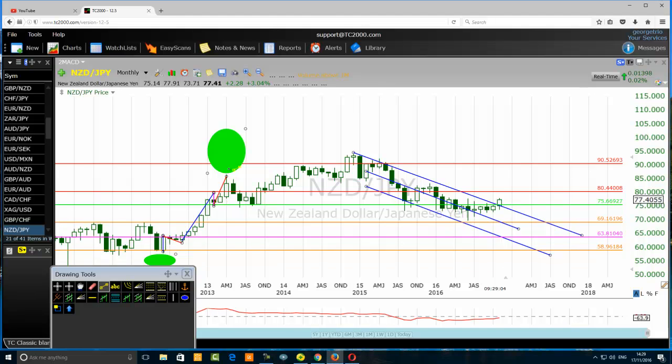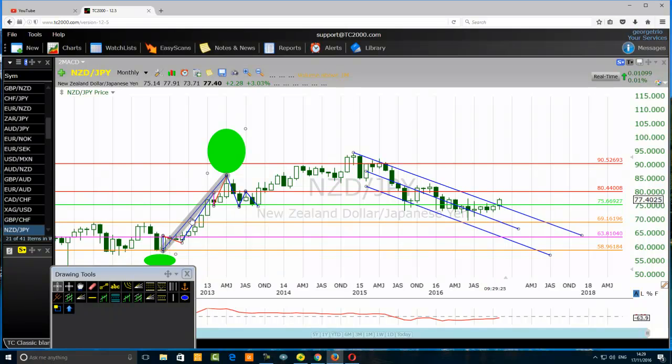1 2 3 4 5 wave. This is an impulse wave followed by a correction. You can see that this has also been subdivided into 3 waves. This is a corrective wave. This corrective wave is correcting this impulse wave. The impulse wave starts from here and ends here.